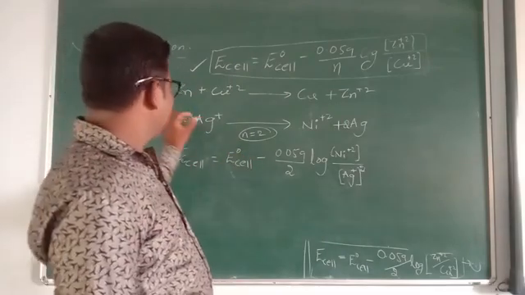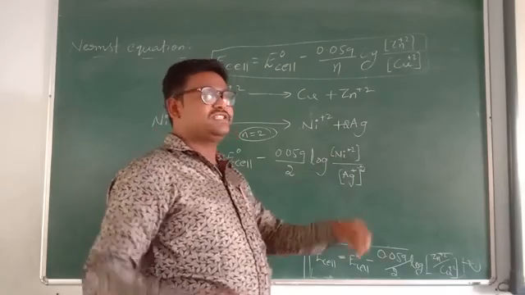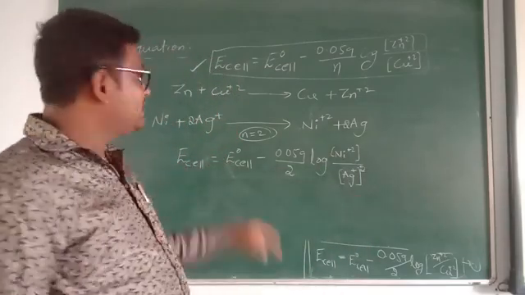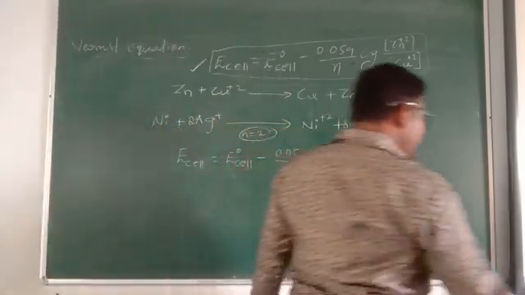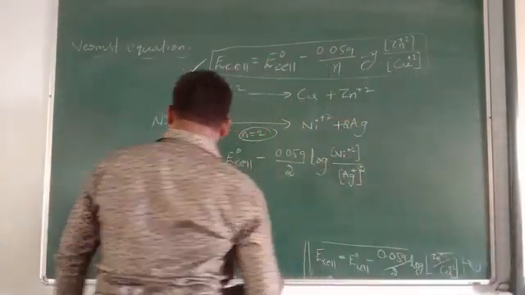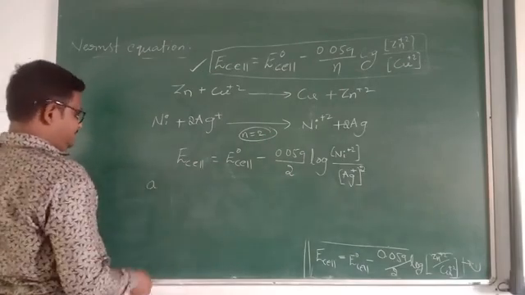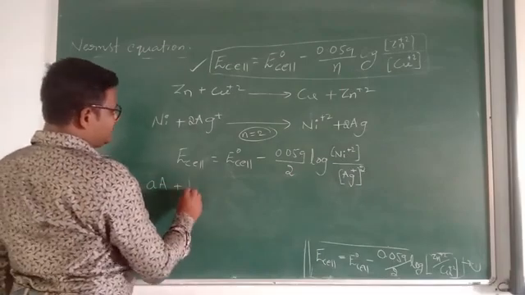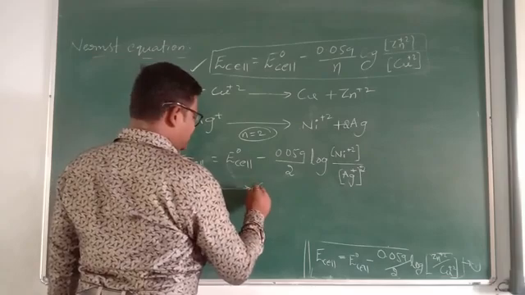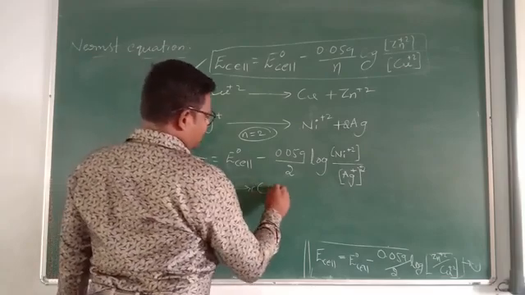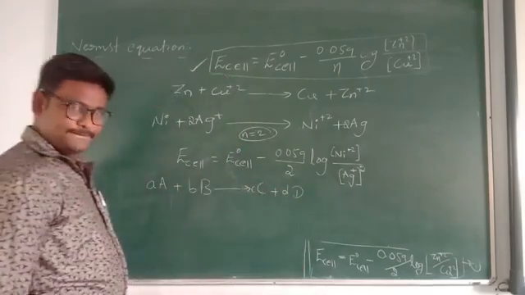Why? Because here we are taking 2 moles. That's why the concentration is also raised to the power of the number of moles. Okay? Suppose any equation is similar to this: small a A reacts with small b B to form small c C. This type of reaction we saw in the equilibrium lesson, right?